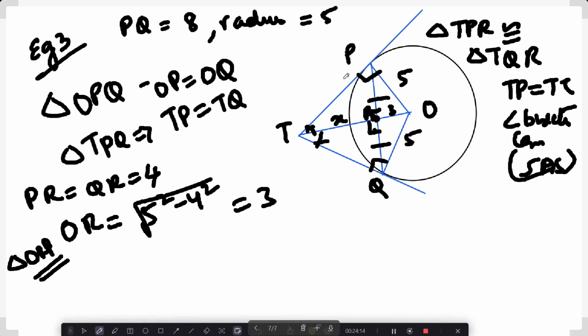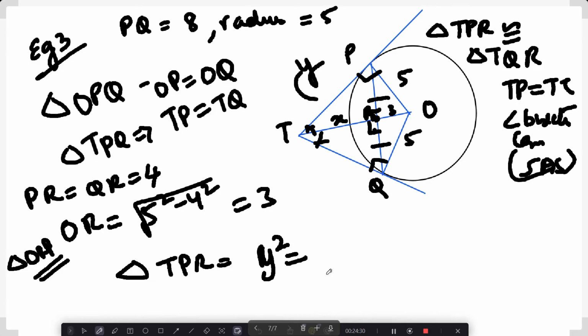So if you just look at triangle TPR, TPR में तो ये राइट एंगल ट्राइंगल है, तो आपका tangent जो है, let's take y as the tangent, y square, which we have to actually find. Y square is equal to x square plus 4 square. एक ये equation हो गया.